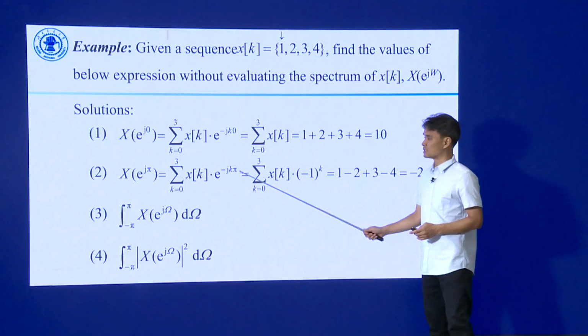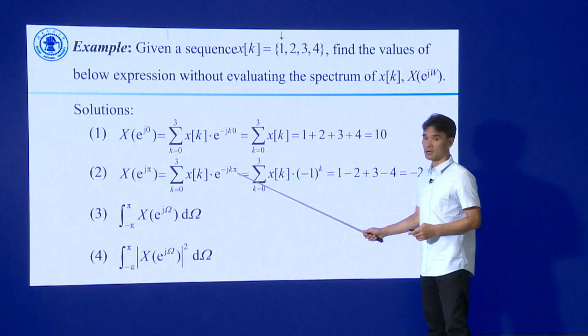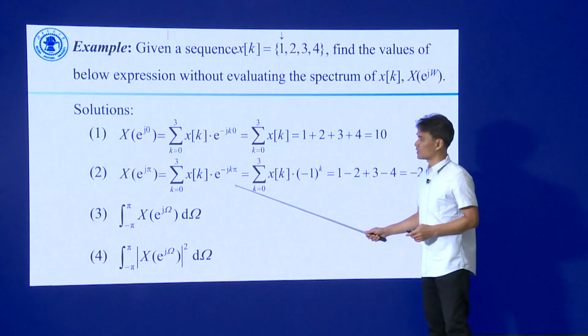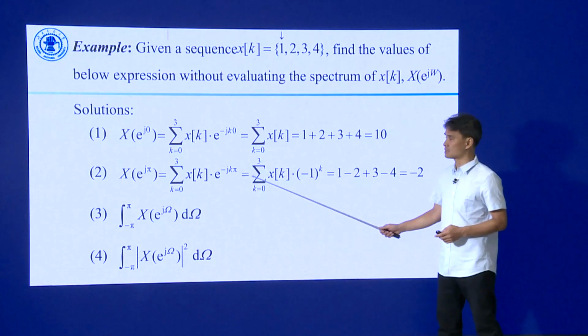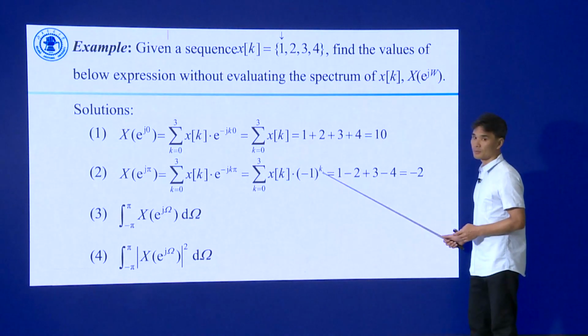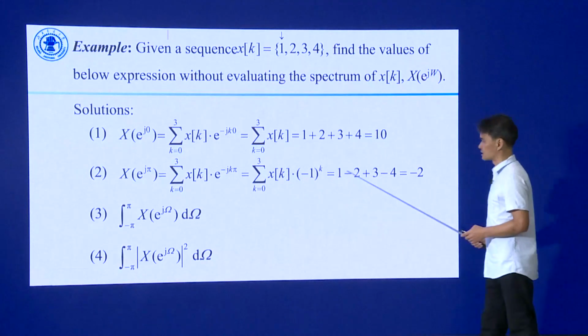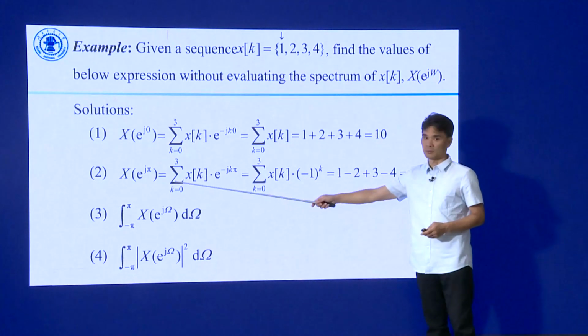For this value, we can use the same technique. The only difference is that capital omega equals pi. So this value will be equal to positive 1 or negative 1, depending on k. And here is the result for that value.